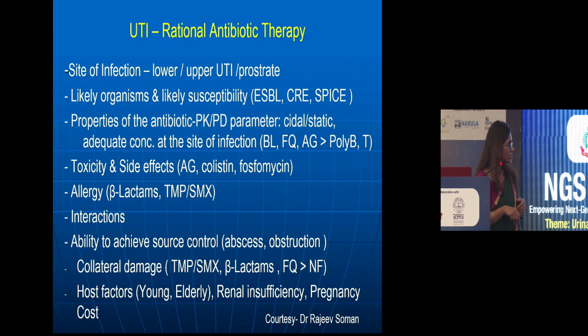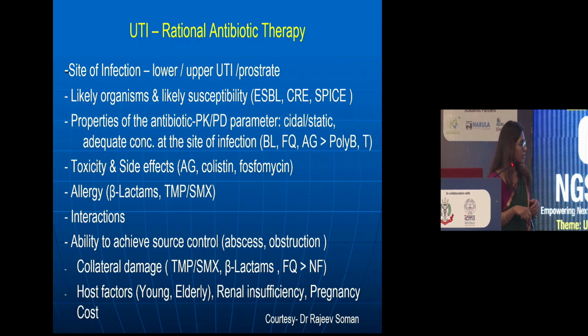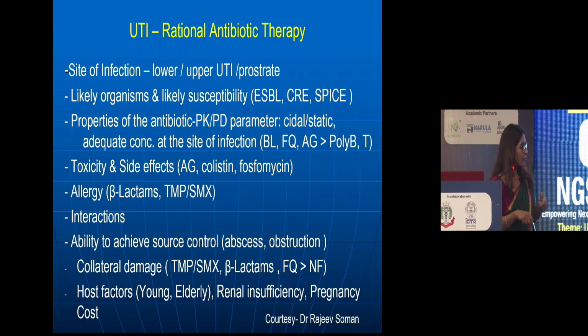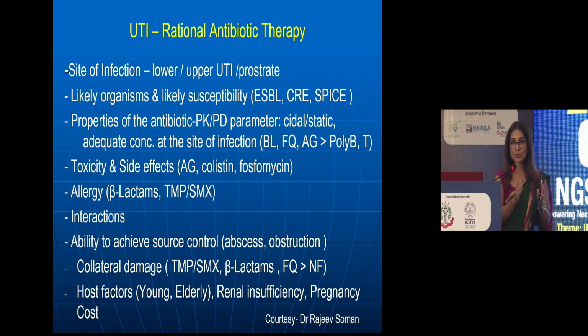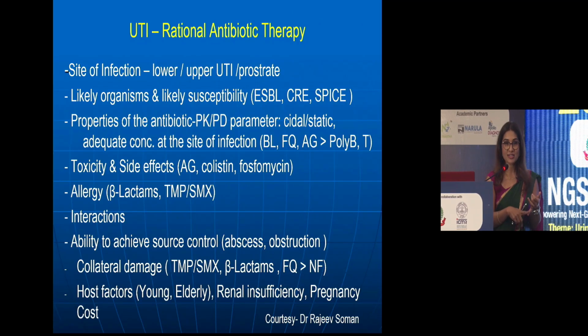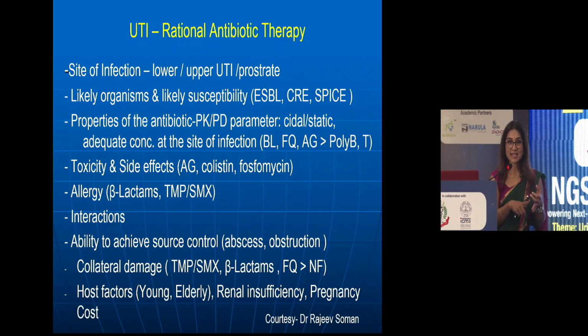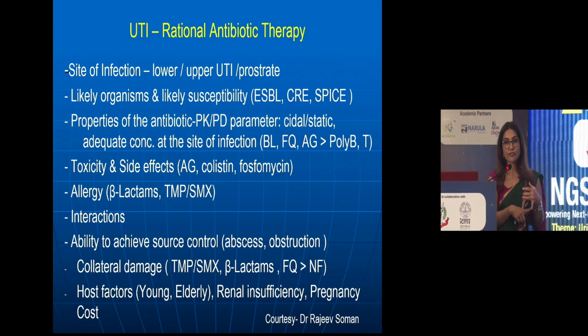And again, host factors have to be considered, like a younger patient or an elderly patient who is more likely to have toxicities like renal insufficiency, and whether the patient is pregnant. So beta-lactams are safer antibiotics which should be used. Again, nitrofurantoin should be avoided in patients who have G6PD deficiency, in case of creatinine clearance less than 30, as well as in case of pregnancy. And TMP-SMX should be avoided in the first and the last trimester.